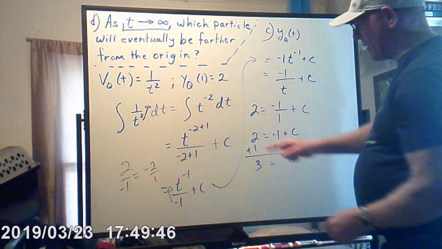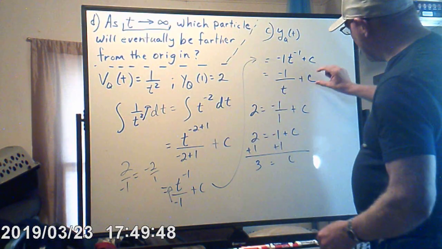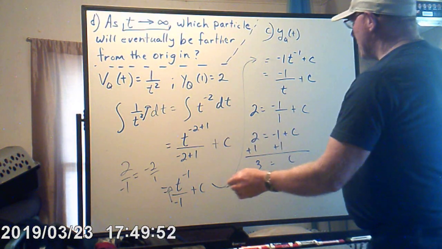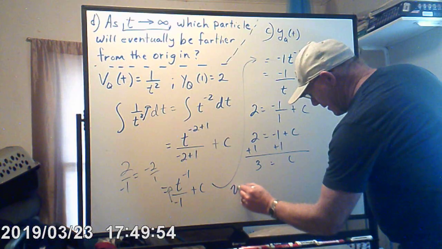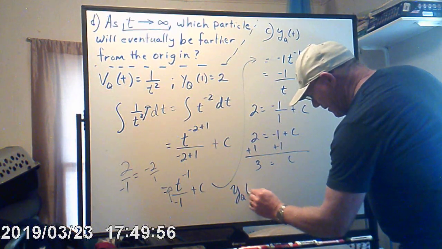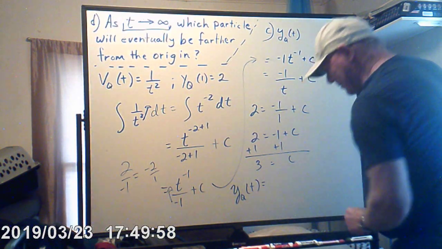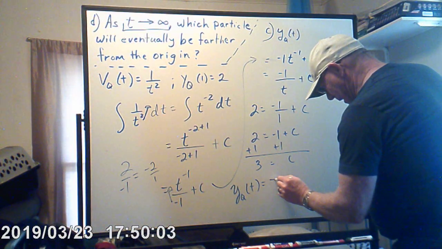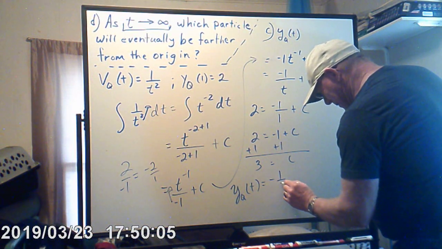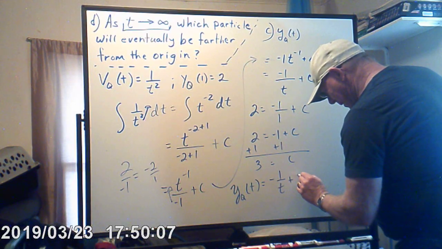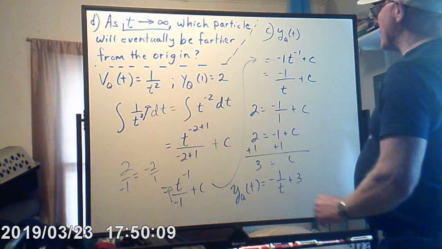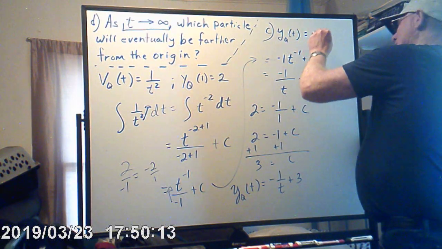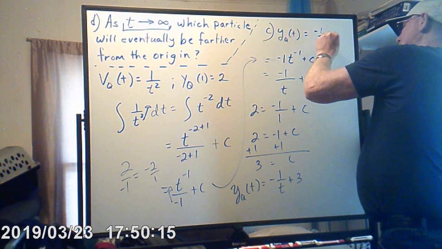So now I'm going to plug that back in here, right here. So then now I have yq at t now equal to negative 1 over t plus 3. Alright, I'm going to write that down right here: yq at t is equal to negative 1 over t plus 3.